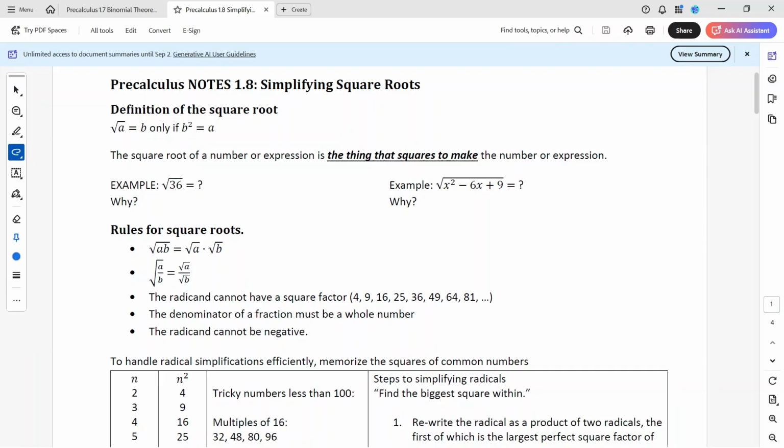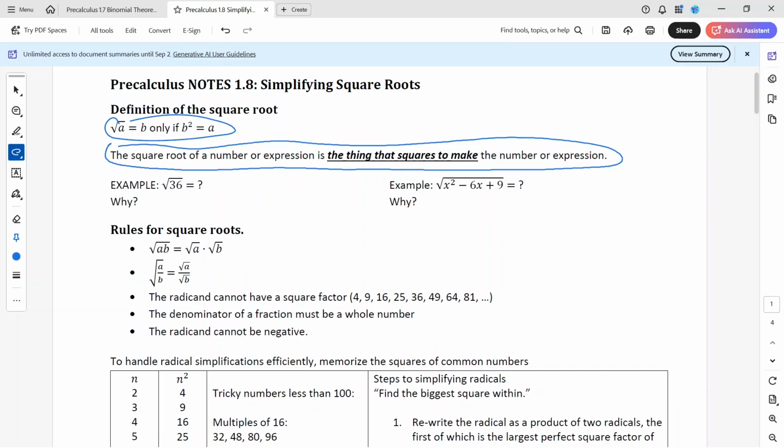However, the better way to see this is that the square root of a is b only if b is the thing that squares to make a. So what I would suggest that you want to learn is this. What is the square root? Well, it's the thing that squares to make. So what squares to make 36? It's a 6. And why? Well, here's a cop-out: by definition. Because 6 is the thing that squares to make 36.